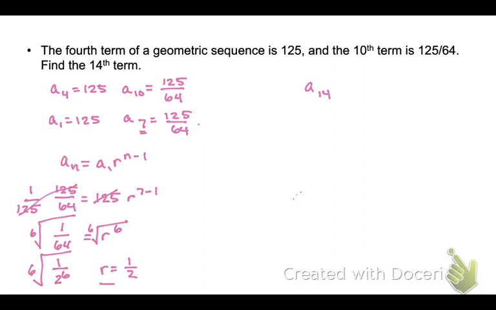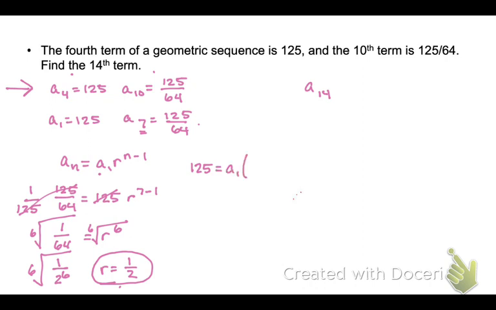So now I take my r and come back to one of the two original equations. Which one would you like to do? We have to find our a sub 1. So we have to take our r and come back to one of the two original equations. Which one would you like to pick? The 125 or the 125 over 64? 125. Okay, so I'm going to just plug it in there. So 125 is my a sub n equals a sub 1, what we're looking for.